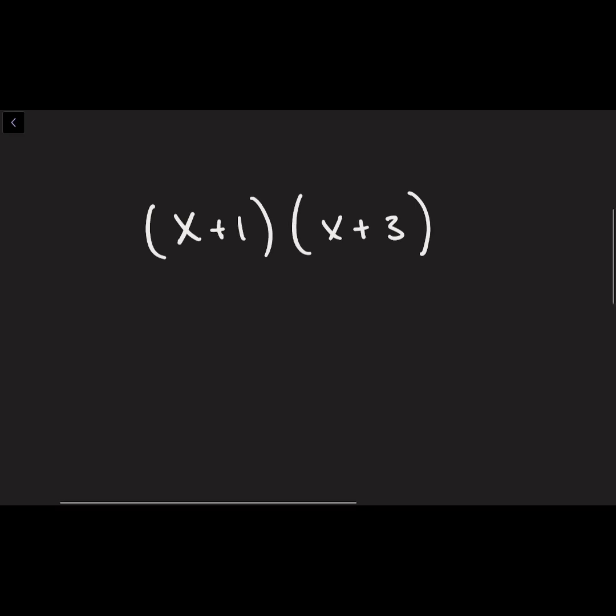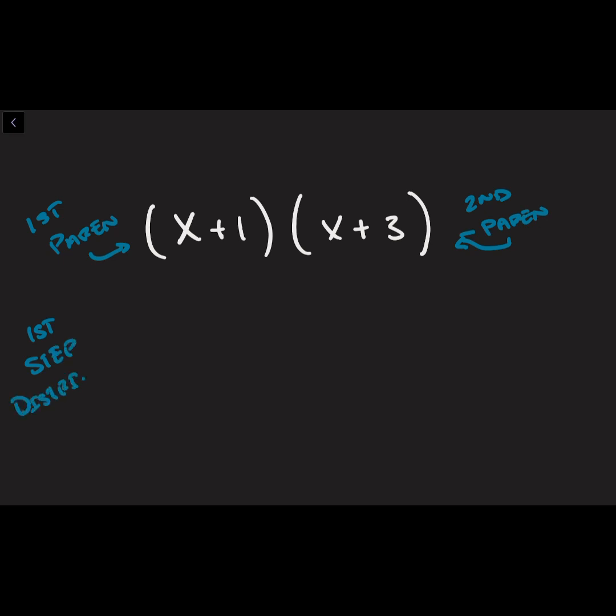We got our first parentheses on this side right here, and our second parentheses on this side right here. The first thing we're going to do, our first step, is distribute our x in our first parentheses to our x and our 3 in our second parentheses.